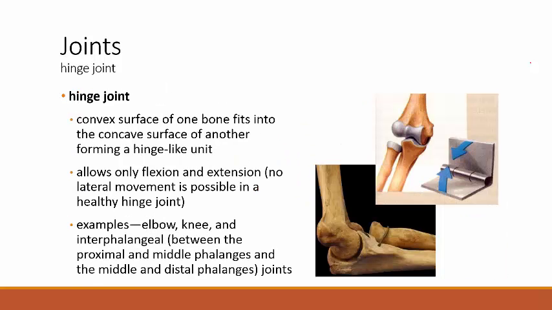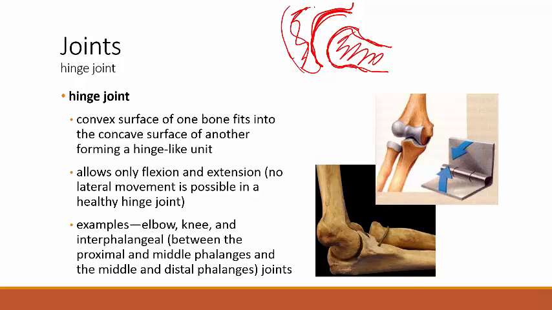Hinge joints are built around a bone that ends in a convex surface. So if this is a bone end here, say we're looking at the humerus coming down to articulate against the ulna here, we have a convex surface and a concave surface of the ulna. So this is the bone, this is also the bone, although I've drawn the ulna way crazy huge.